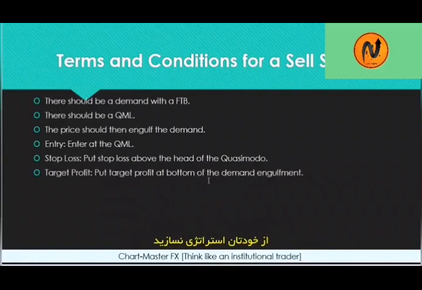Do not create your own SOP. Follow the rules. Once you follow the rules, I can assure you that you can trade these setups successfully.